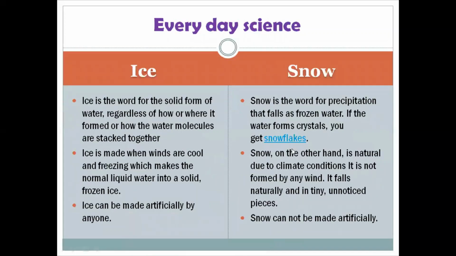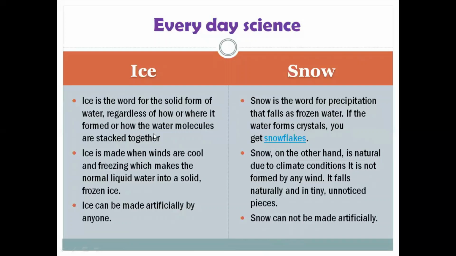And now it comes to the ice and the snow. Ice is a word for a solid form of water, regardless of how and where it formed or how the water molecules are stuck together. So what does it mean by ice? Ice is a solid form of the water, while snow is the word for precipitation that falls as a frozen water. If the water forms crystal, so you get the snowflakes.